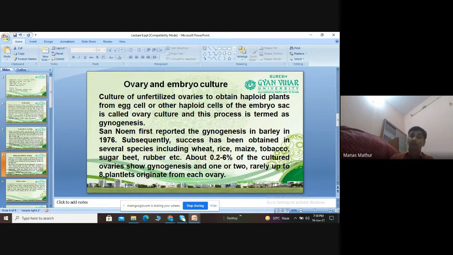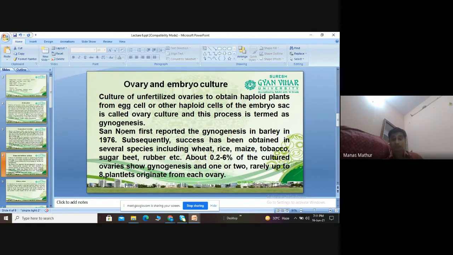After ovule culture, we reach ovary and embryo culture. The culture of unfertilized ovaries to obtain haploid plants from the egg cell or other haploid cells of the embryo sac is called ovary culture. Means here the ovaries are unfertilized. And this process is also called gynogenesis. You know androecium, gynoecium. Gynoecium is the female part of the flower. So we can say that ovary culture is another name for gynogenesis.